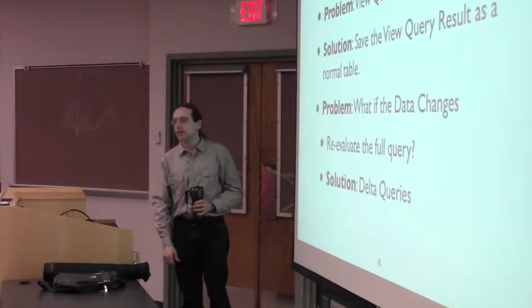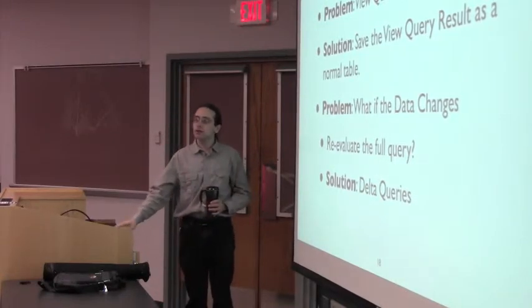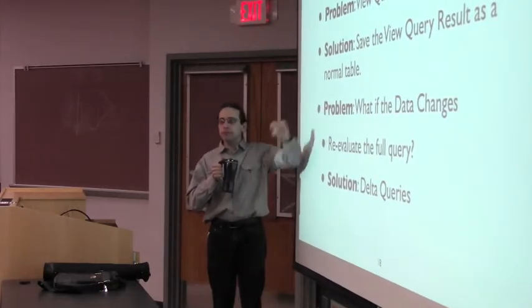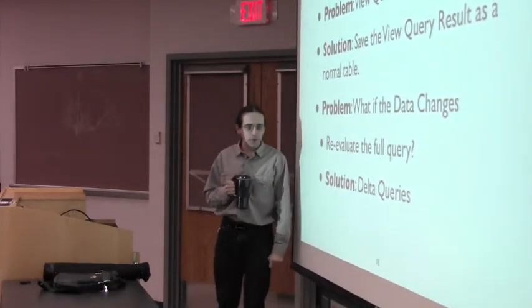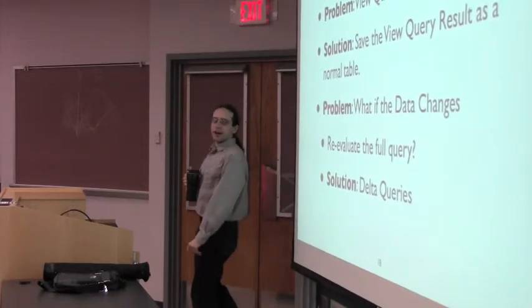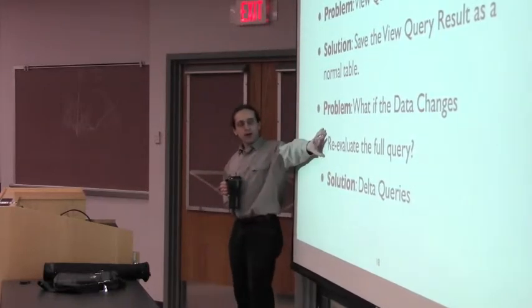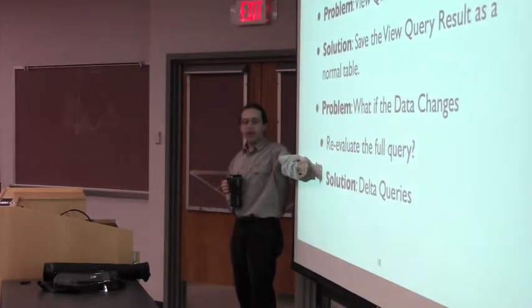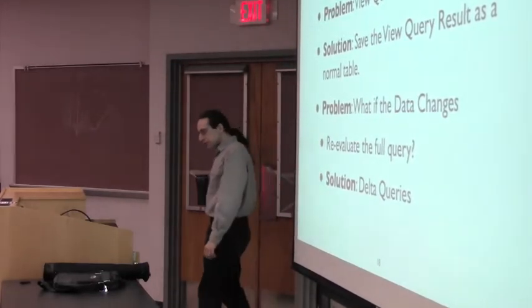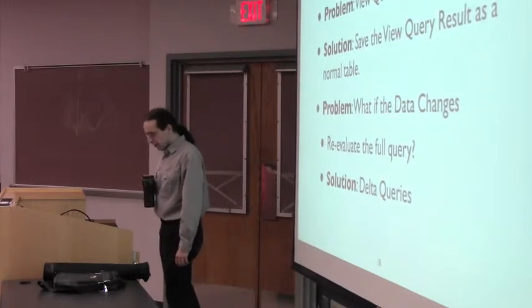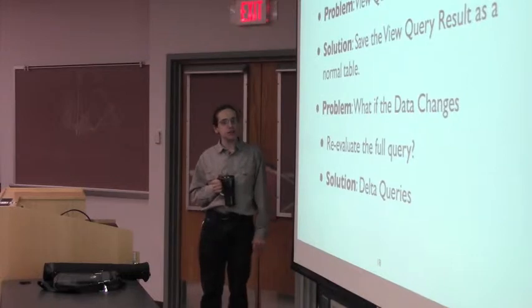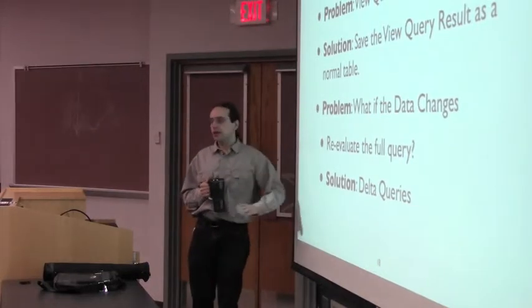You can do other things like index them and yes? Yeah, but the data might change in the original relation. Yep. So what if the data changes? Well, you have a couple of different strategies. You can either reevaluate the full query from scratch. Now that's expensive. And so what I'm going to try and give you a whirlwind tour of in the next 10 minutes is this idea of delta queries.